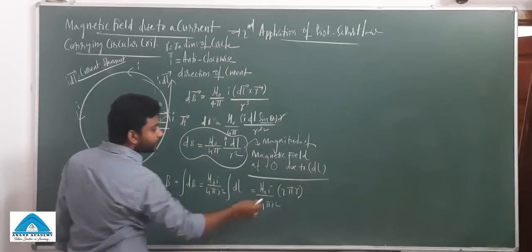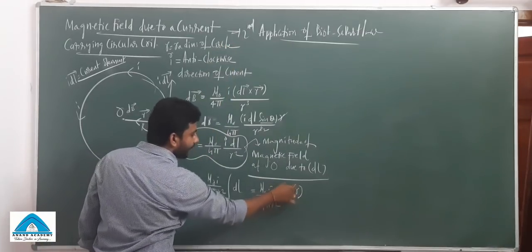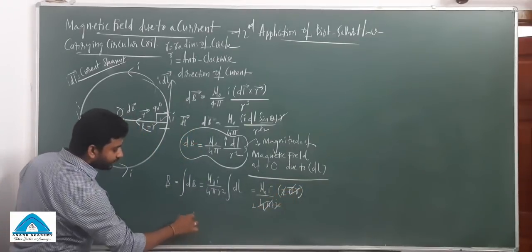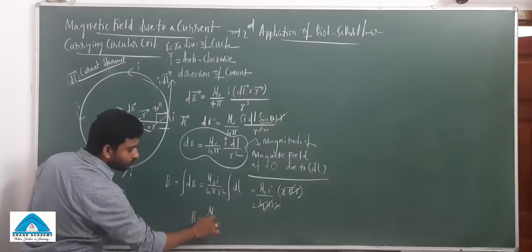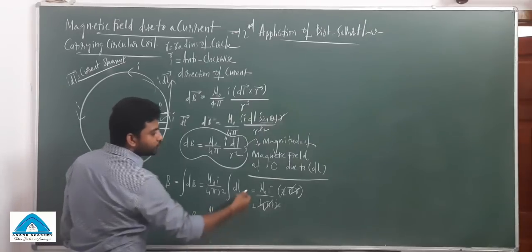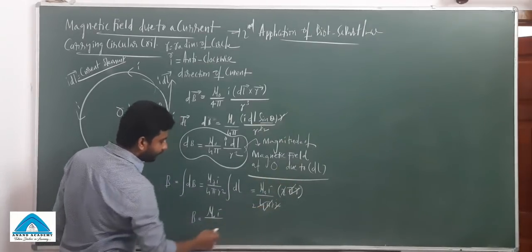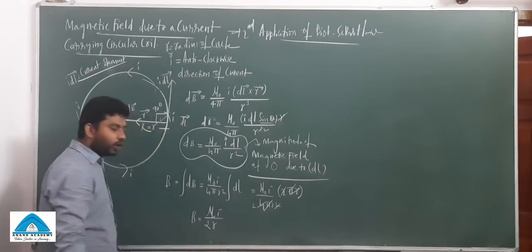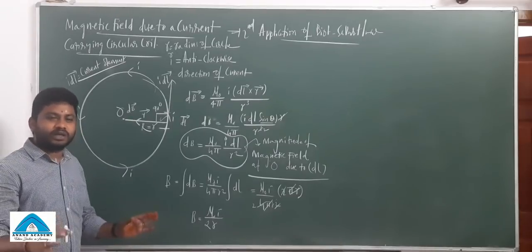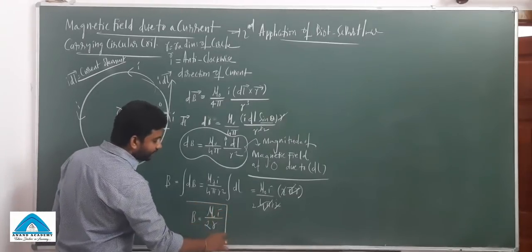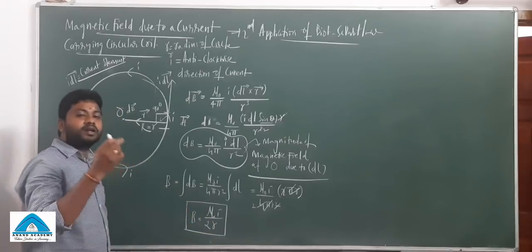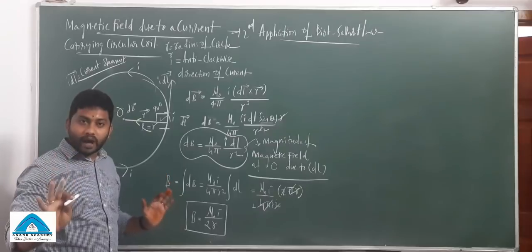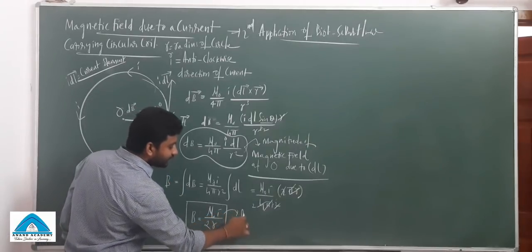Now here the 2's and pi cancel, and one r cancels. So what remains here? B is equal to mu naught I in the numerator, nothing else is left, and in the denominator it is 2 and r. So mu naught I by 2r. Listen to me carefully. This is the magnetic field at the center due to a single circular wire.